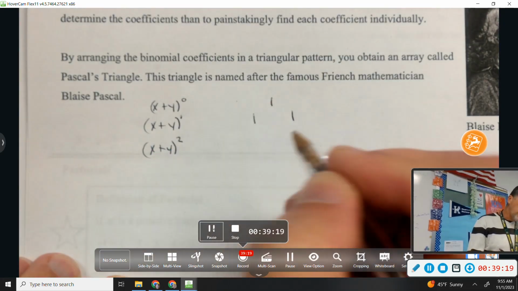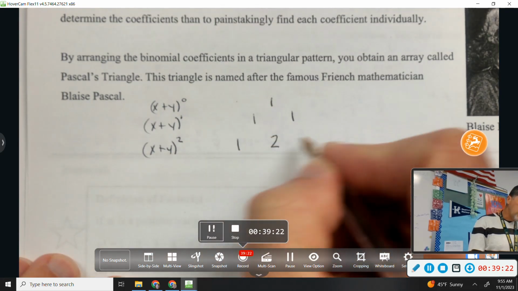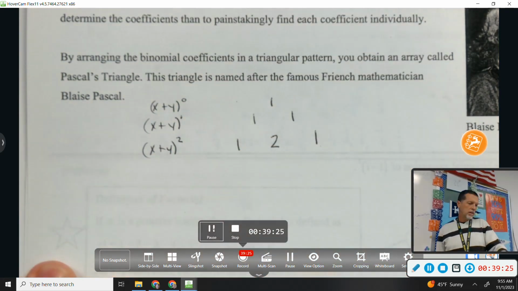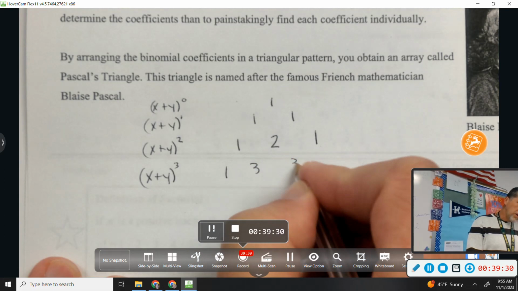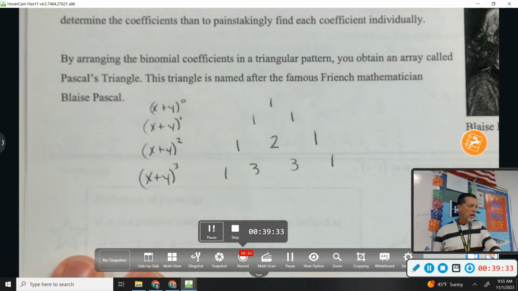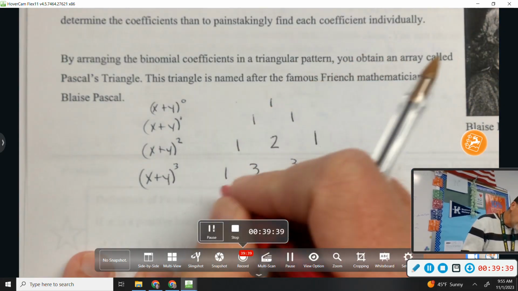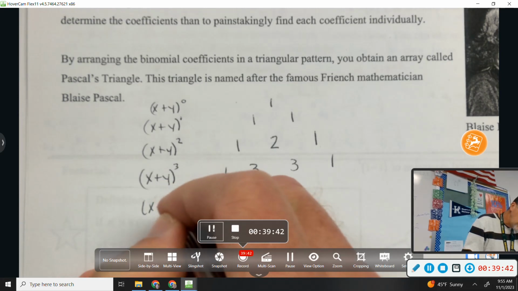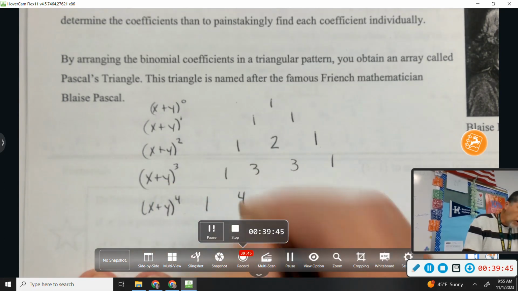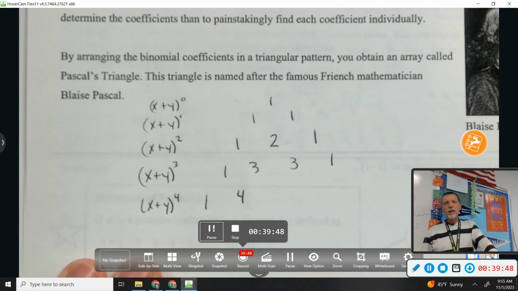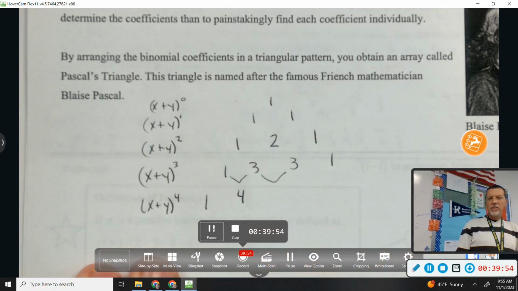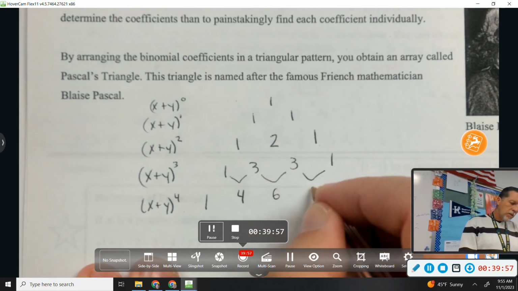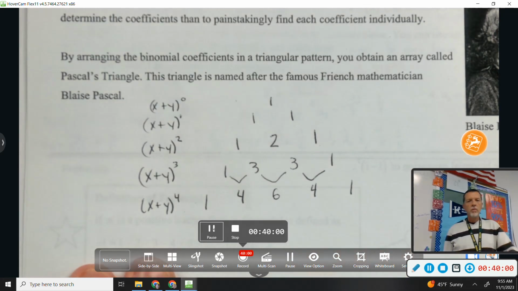(x + y) squared, we said, was x squared plus 2xy plus y squared. Cubed is 1331. And then the triangle thing is exactly what you noticed earlier. You always know the first two terms. It's 1 and the power. After that, you can start doing the sum of the two above it. 3 plus 3 is 6. 3 plus 1 is 4. And 1 at the end.